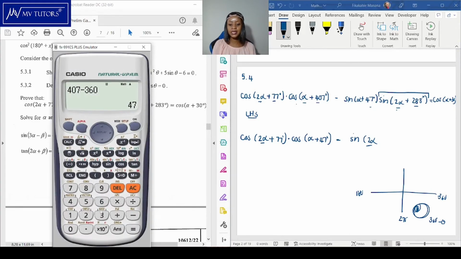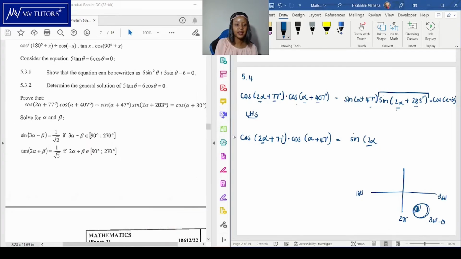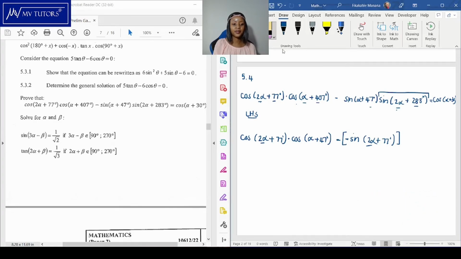So if I were to say 360 minus 283, I'm working with angle 77. So I have there plus 77. But sine is negative in the fourth quadrant, so I have a negative there. Let's just remove that. And then we can deal with sine alpha plus 47. So we have sine times sine alpha plus 47. Now I have similar angles. I have 2 alpha 77, 2 alpha 77, alpha 47. So now I can get my cos sine sine.